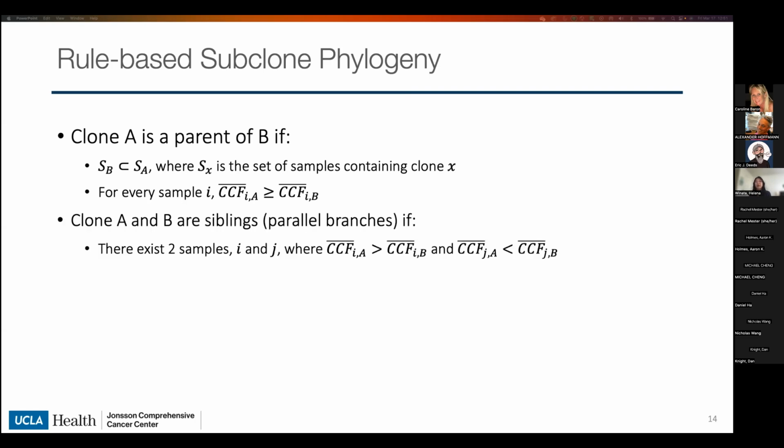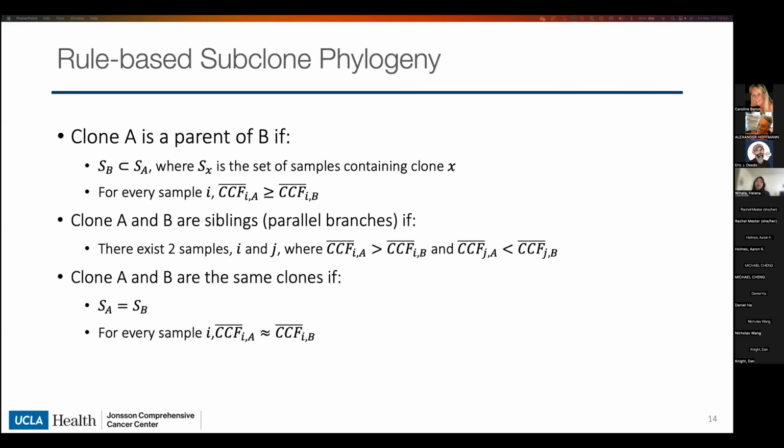Next, we have clone A and B are siblings or parallel branches if there are at least two samples where in one sample the CCF of clone A is greater than clone B, while in the other the opposite is true. And this is called the crossing over rule in subclonal reconstruction.